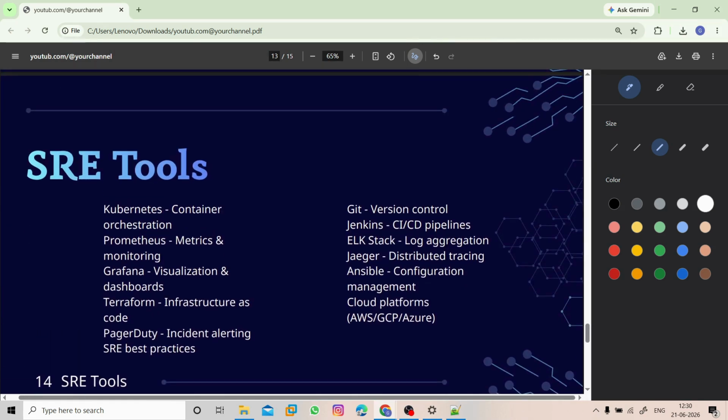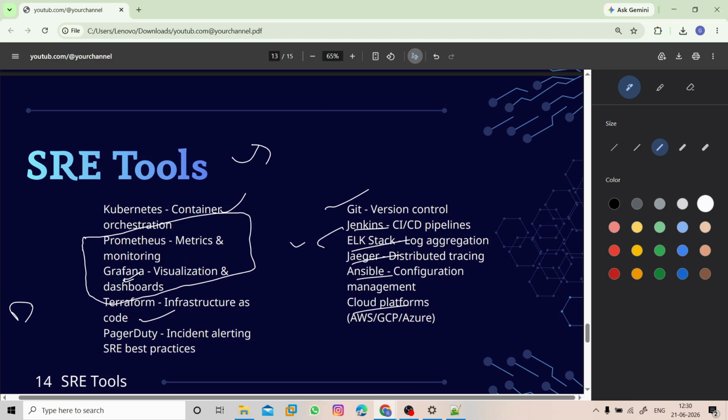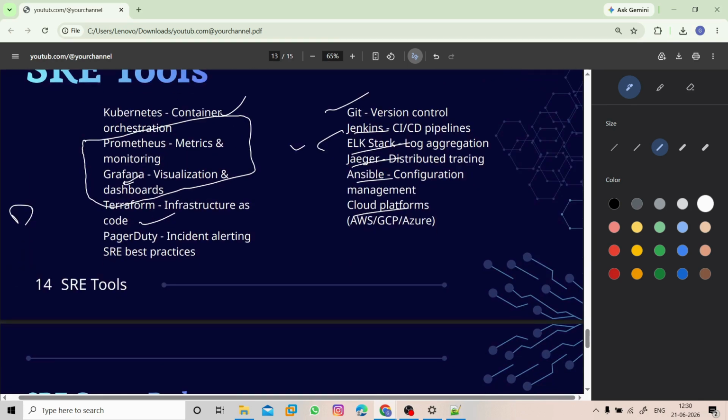Next, SRE tools. Tools change over time, so don't depend on this list. Most people will use Kubernetes, Git, and Terraform. Some people will use Prometheus, some Splunk, and some Grafana, Dynatrace, Datadog and Jenkins. Some people will use GitHub Actions, ELK Stack, Jaeger, Ansible, cloud platforms. So many depend on the project only.